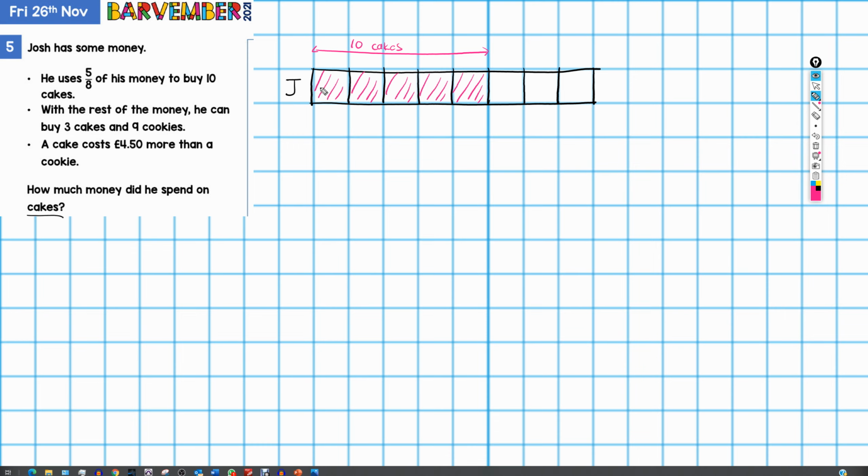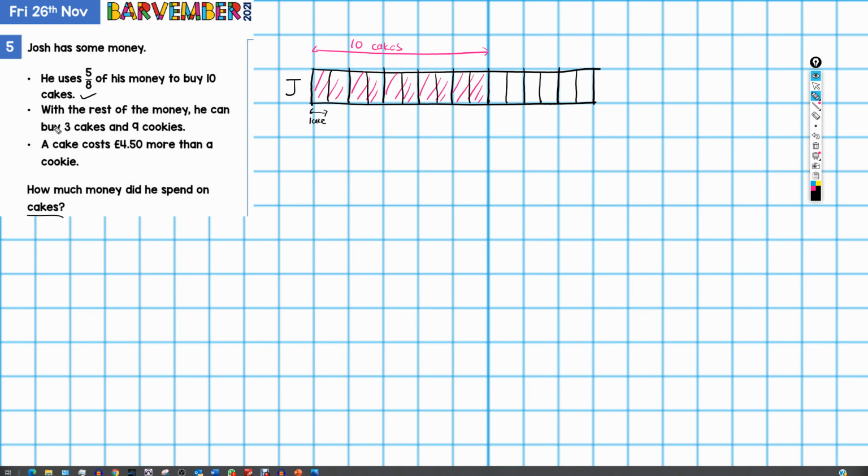What leaps out immediately is 10 cakes is represented by 5 parts. So what I'm going to do is actually divide each of these parts. And if I'm dividing these up, I'm also going to divide up all the rest so that I can keep the parts equal. And I now know that each of these parts represents the money spent on one cake. So that's where we are now.